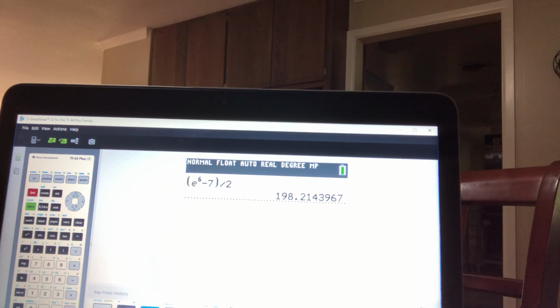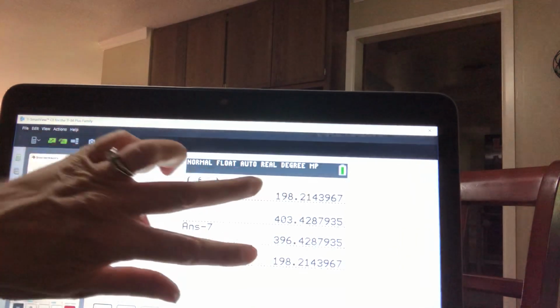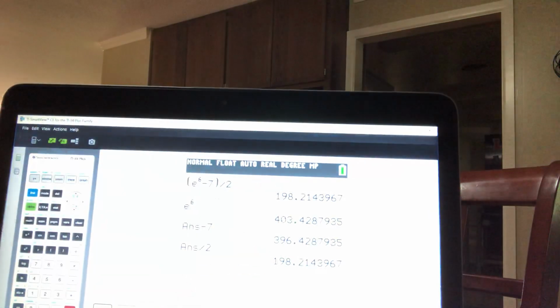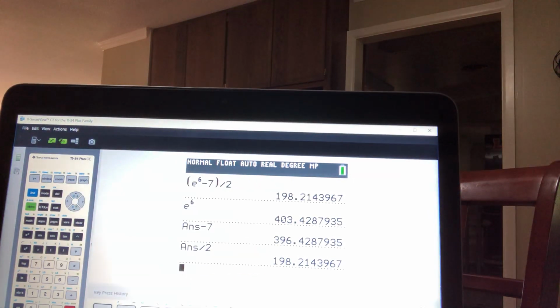If you wanted to do it separately, you could do it one by one. You could do e raised to the power of 6, get that answer, subtract 7 from that, get that answer, and then divide by 2 and get that answer. And notice it was the same thing as it originally was, so that's totally up to you, but you got to do it either separately or with parentheses.